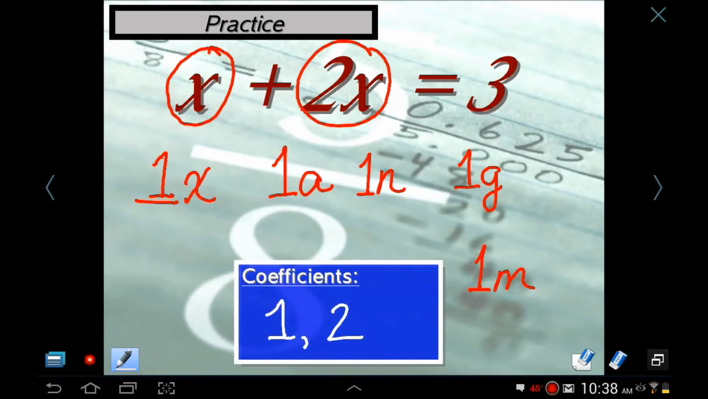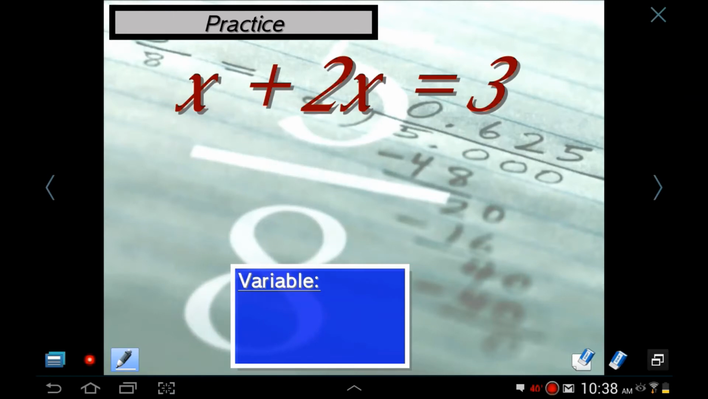And that's it. 1 and 2. This 3 is not a coefficient. There's not a letter attached to it. The variables, this is pretty simple. The variables is just one thing. Just an x. That's it. That's all we have for the variables.